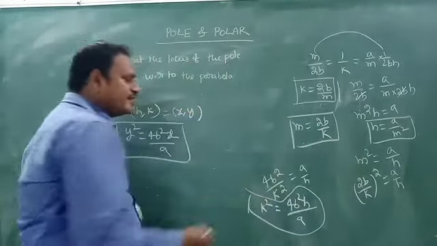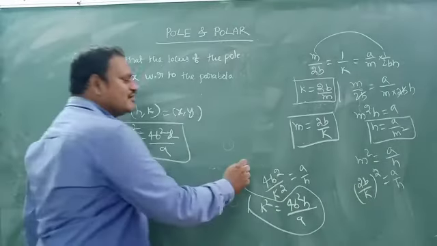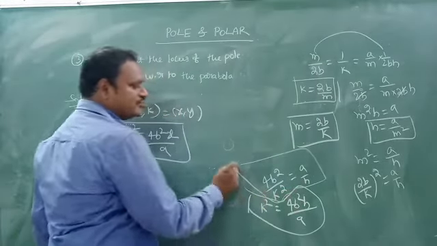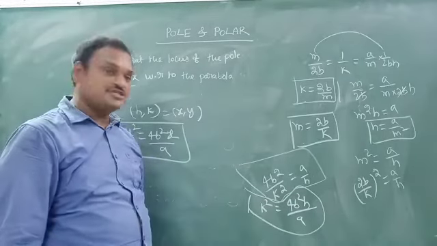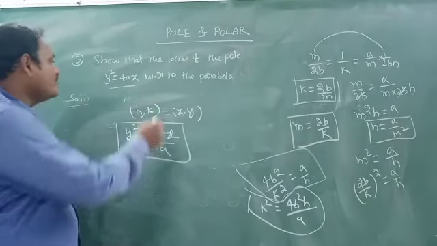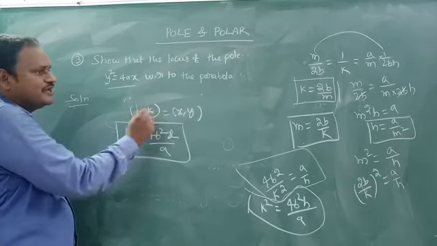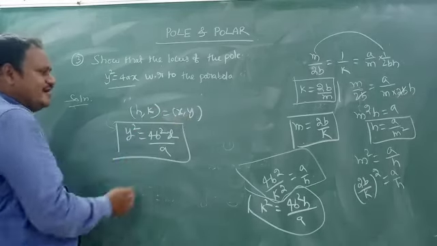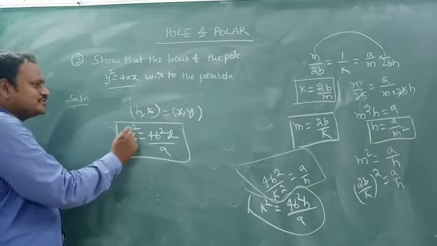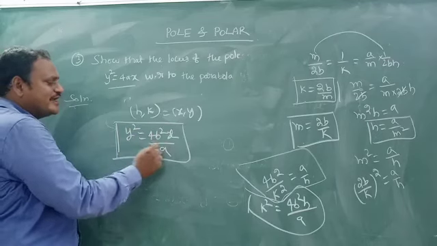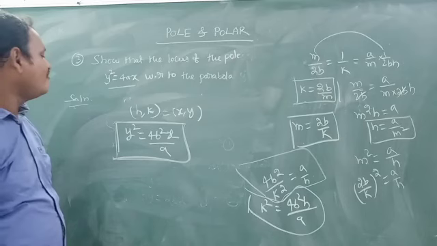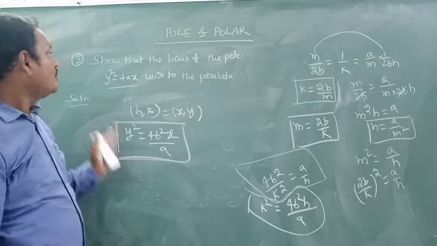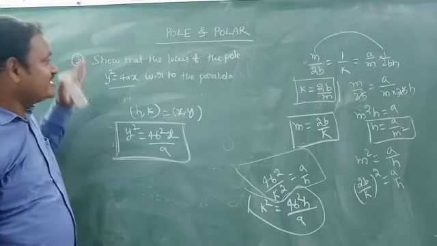Now we have got an equation purely in terms of k and h. From that we got k square equal to 4b square h by a, and we want the general equation. We have to replace h comma k by x comma y. That's why we have y square equal to 4b square x by a. This is the equation of the parabola according to the given conditions.